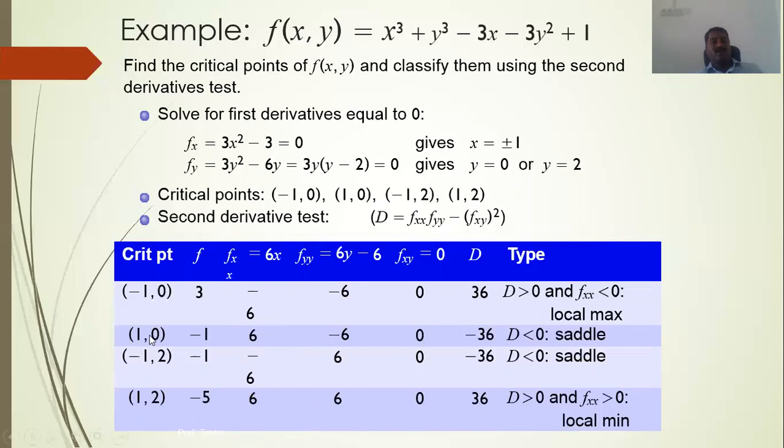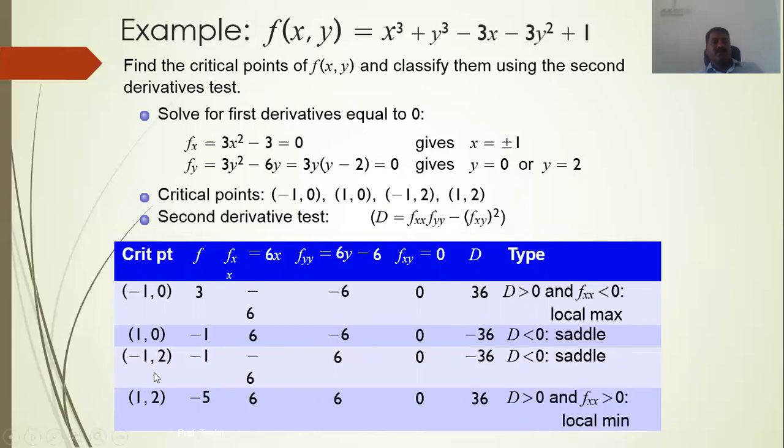Similarly, take (1, 0). We see that f at (1, 0) equals -1, fxx at (1, 0) equals 6, fyy at (1, 0) equals -6, and fxy at (1, 0) equals 0. Calculate the determinant fxx times fyy minus fxy whole squared. That equals -36. We see that D is less than 0 and fxx is greater than 0. Since D is less than 0, irrespective of fxx, we see that (1, 0) is a saddle point.